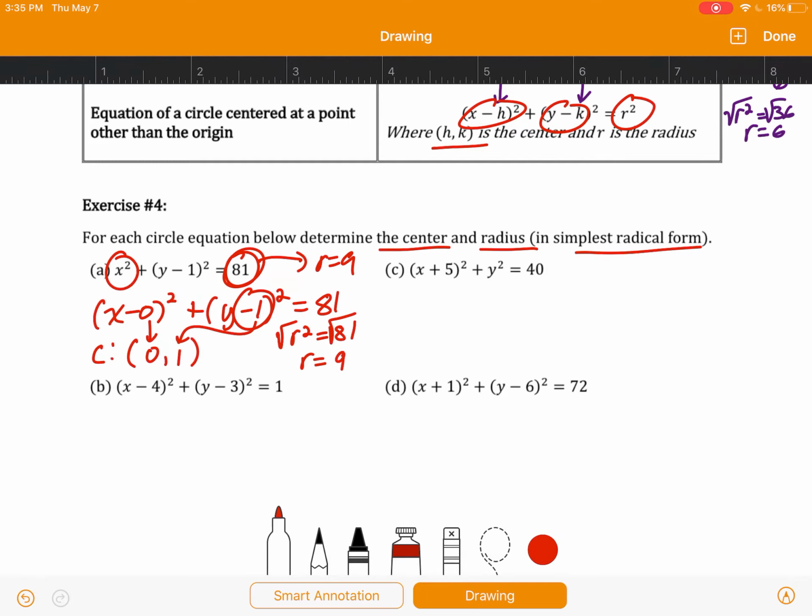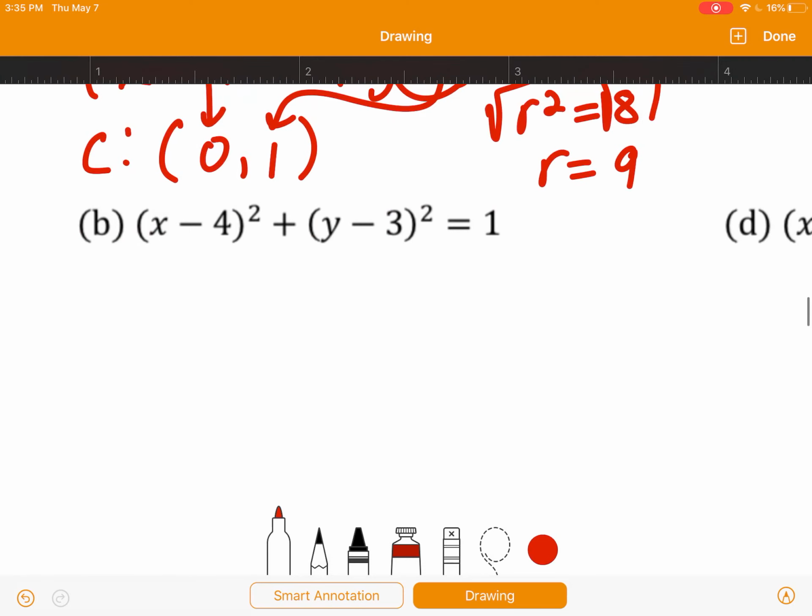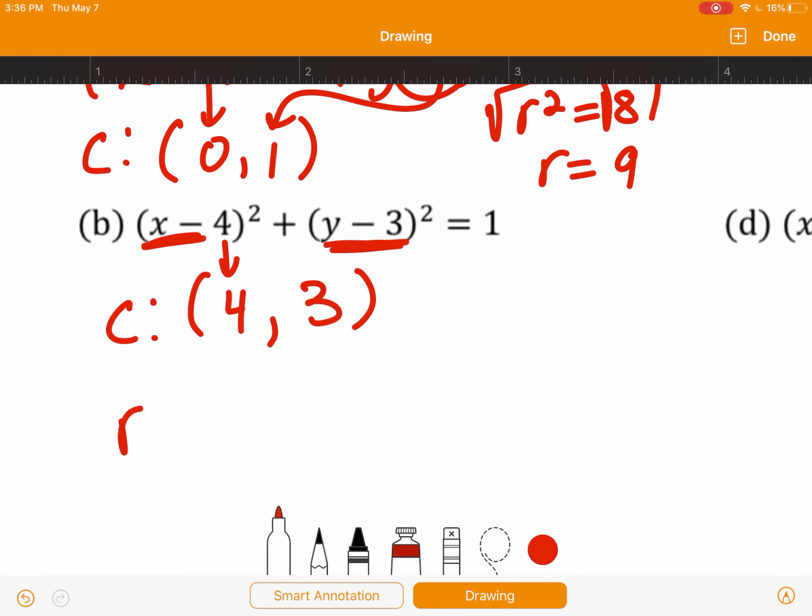So going down to B, we're going to do the same thing again. The center is going to be the x value comes from the x's. The y value comes from what's subtracted from y. And then the radius is going to be the square root of this number, and the square root of 1 is 1.